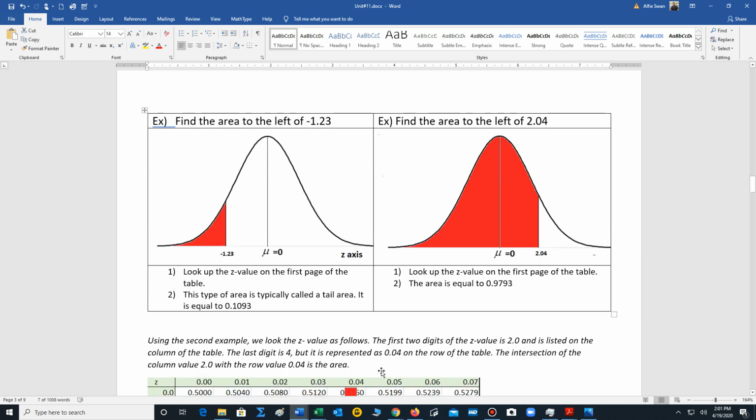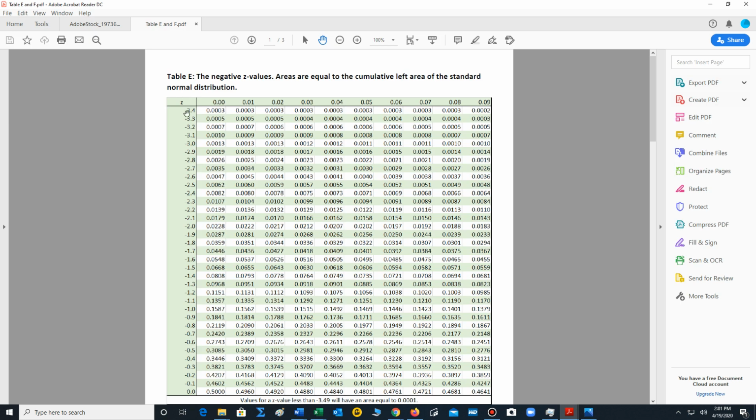So let's work on an example here. I have 2 examples for us to try. The first one says find the area to the left of negative 1.23. So we look up the z-value on the first page of our table. We're going to look up negative 1.23. You always look up the first 2 digits, so it's negative 1.2. That's going to be right here.